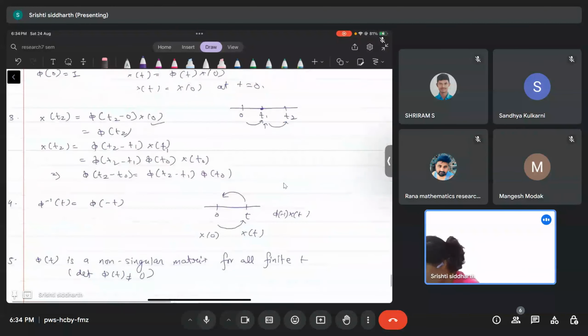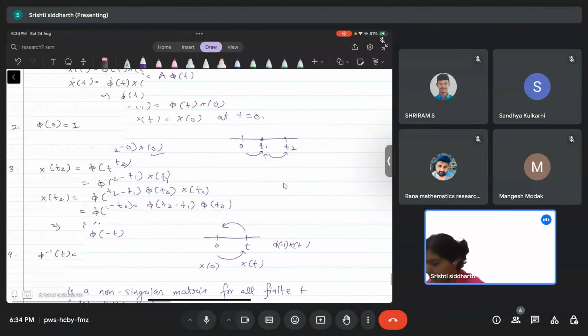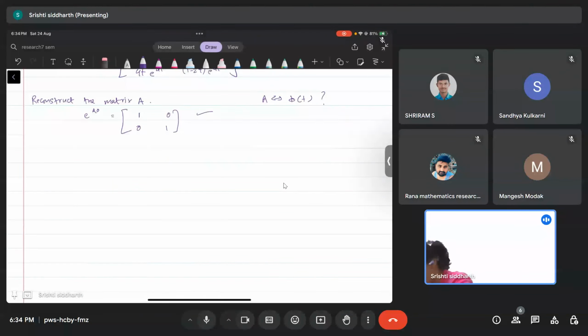It does. It was the very first property I will say. So phi dot t is A phi of t. So let's see, d by dt of e to the power At is A times e to the power At.